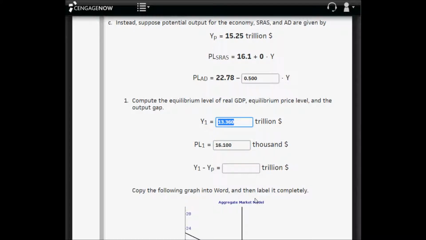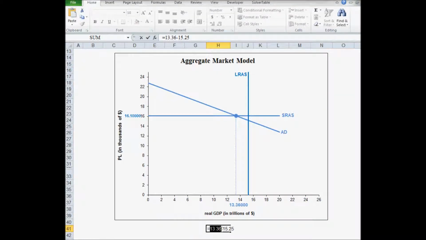The output gap is equal to what GDP is, in this case 13.36, minus what it should be, 15.25. I'm going to copy and paste this difference into Excel to compute the output gap. 13.36 is what real GDP equals. 15.25 is what it should be equal to, potential GDP. So the output gap is negative 1.890.